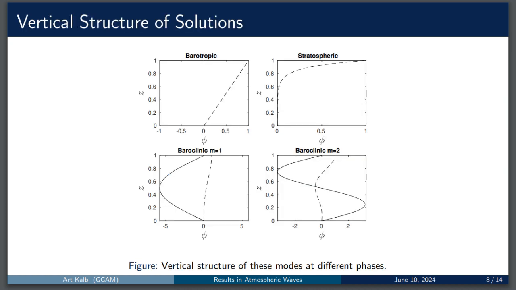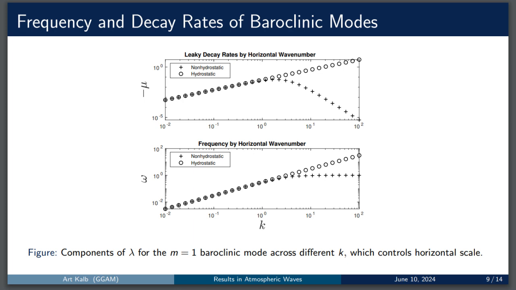Here we see the structure of the solutions. First, we have our new barotropic mode, which, while this quantity is linear in phi, does have a uniform horizontal wind, which makes it barotropic. Next, we have the stratospheric mode, which we see has most of its support near the stratosphere. Then our bottom row are the first two baroclinic modes, m equals 1 for 1 bump, m equals 2 for 2 bumps, and so on, which oscillate between the thicker sinusoids and the dashed curves when they leak into the stratosphere.